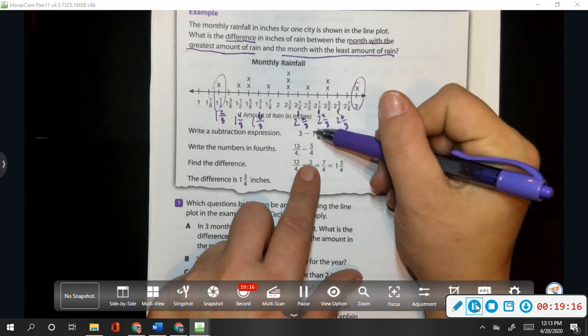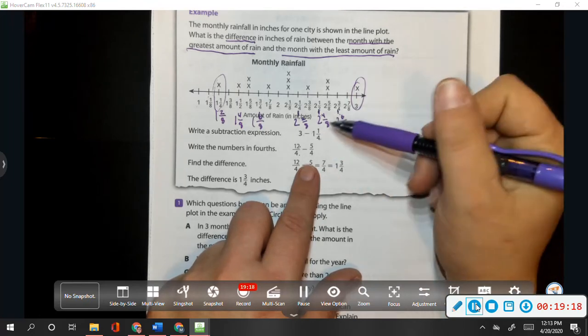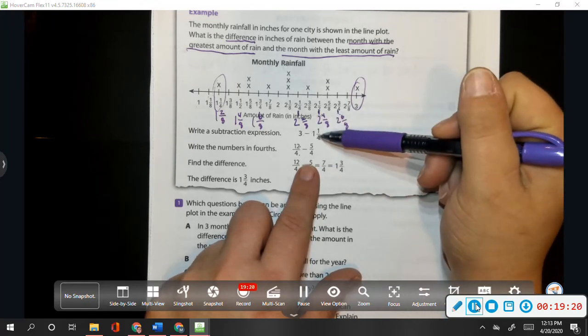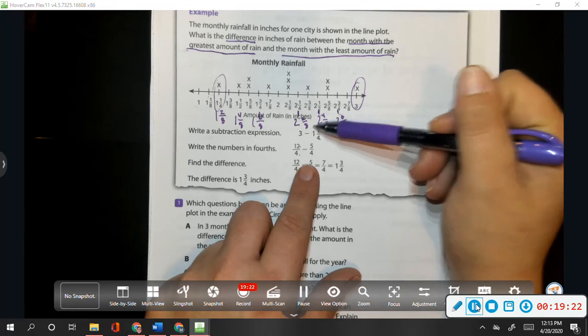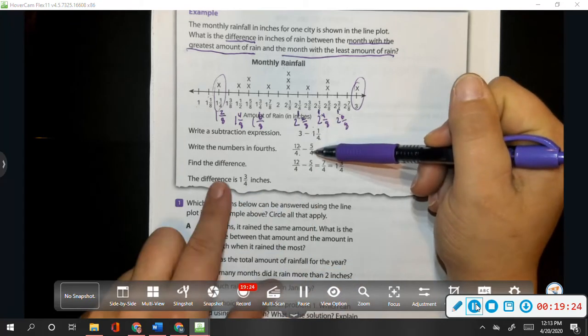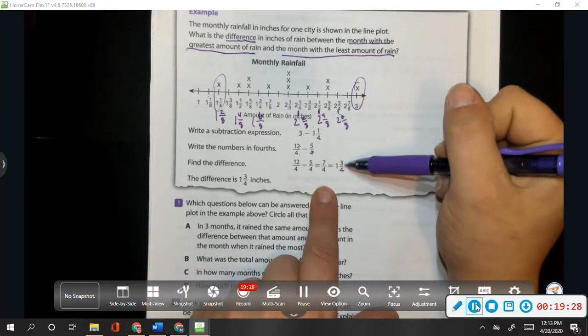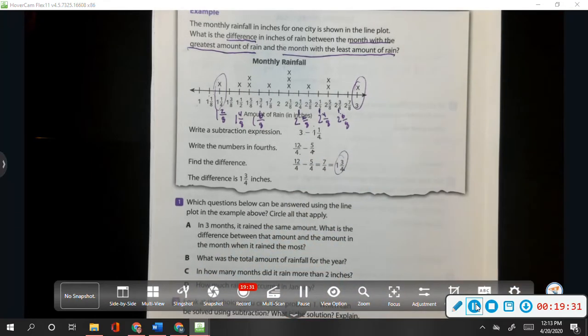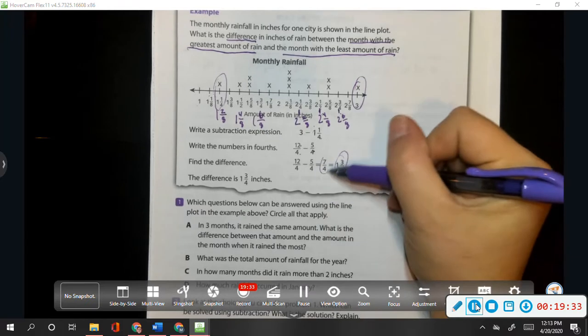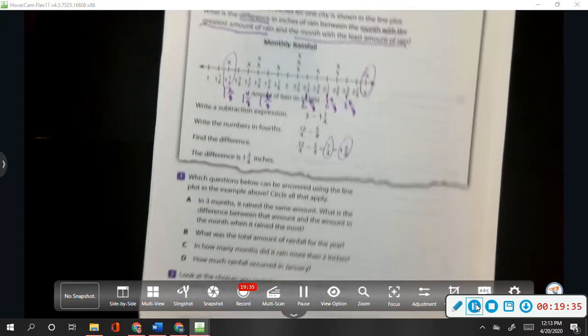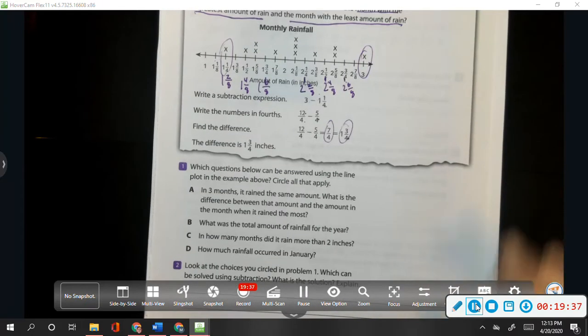5/4, we just changed this mixed number into an improper fraction. So we did 4 times 1 is 4. Add that 1, we got 5/4. Then they had us find the difference, where we just subtracted across, and we got our answer. They started with an improper fraction, and they had to change it to a mixed number. Alright, number 1.